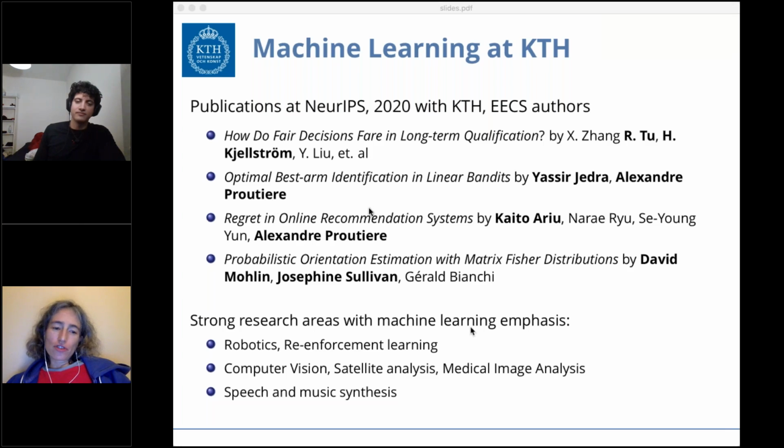I should say that the areas where we have strong research groups are robotics, reinforcement learning, computer vision, geoinformatics, satellite image analysis, medical image analysis, and speech and music synthesis. This is not an exhaustive list, and it may be my bias because this is what I work in or have close colleagues that work in. But there are quite a few people who have good research profiles internationally in these areas.